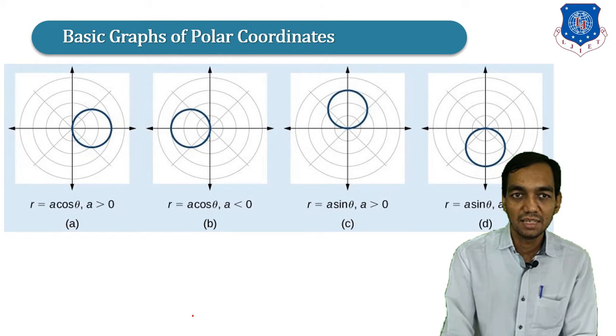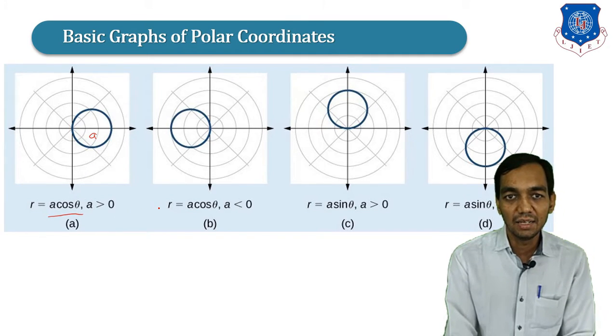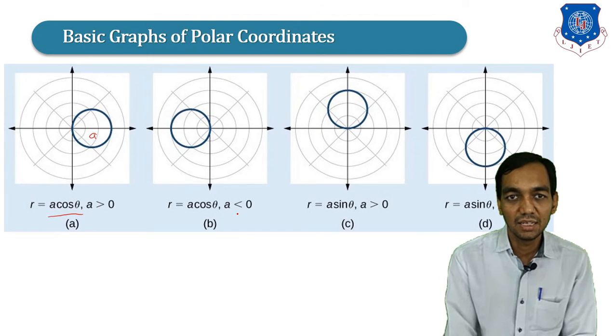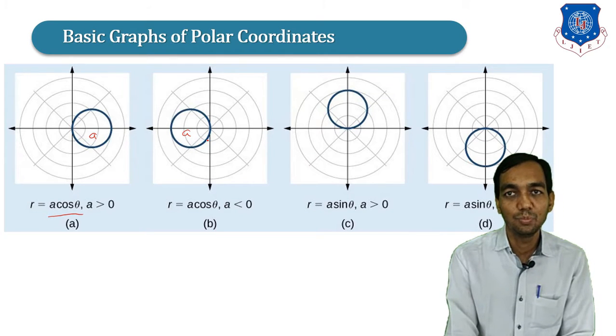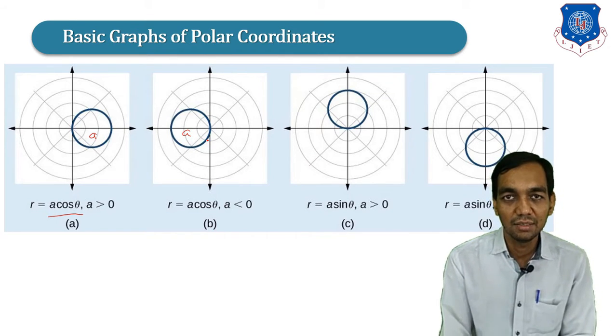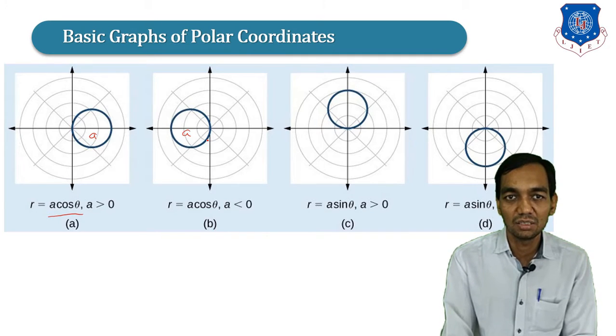See, first we are starting with a circle. r is equal to a cos theta is an equation of a circle on the positive x-axis with diameter a, if this a is positive. In the same manner, if you have r is equal to a cos theta and a is negative, then the diameter has a value a, but it is negative a, that means it is going in a negative direction. So your circle is going to be on the negative x-axis.